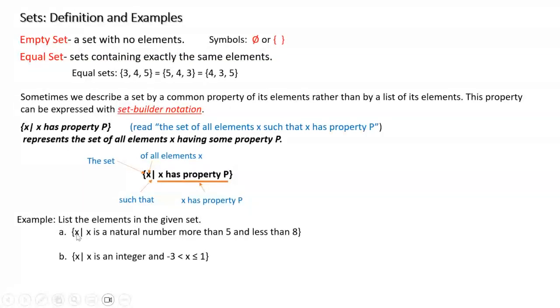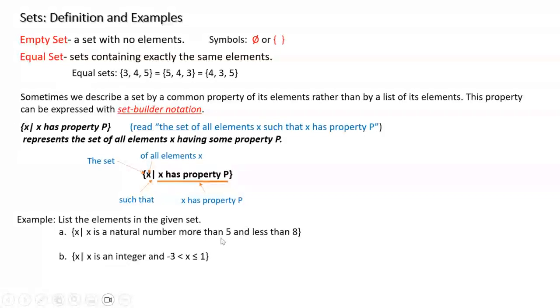The set of all elements X such that X is a natural number more than 5 and less than 8. So before we continue, you have to know what natural numbers are. Natural numbers are also counting numbers, which are every number from 1 to infinity. They start with 1.